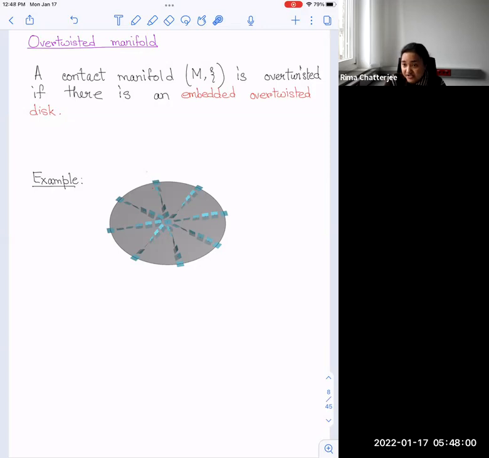And what is an overtwisted disk? Here's a picture of an overtwisted disk. Along the boundary of the disk, the contact planes are tangent. If we can find such a disk embedded, this is important: it must be embedded. If it's immersed, then it won't do our work. But if it is embedded, then we call it an overtwisted contact structure.